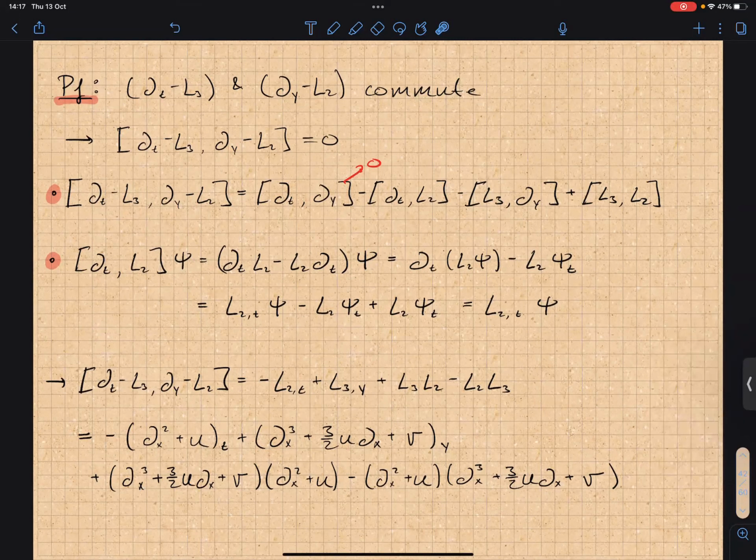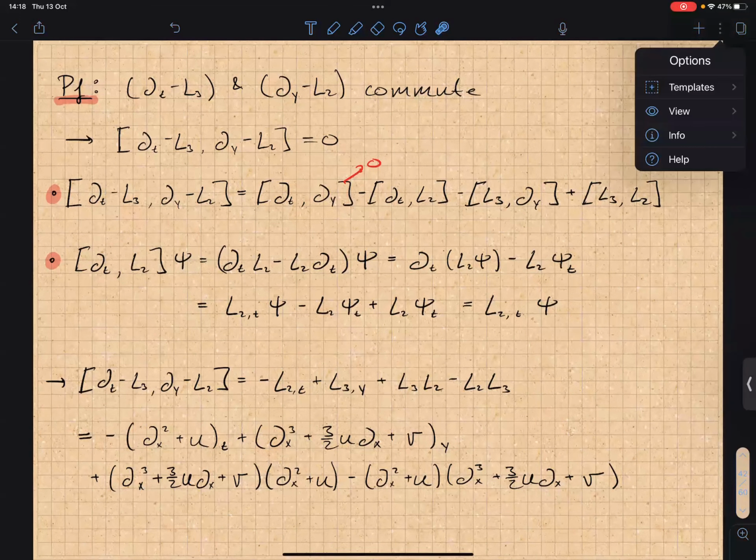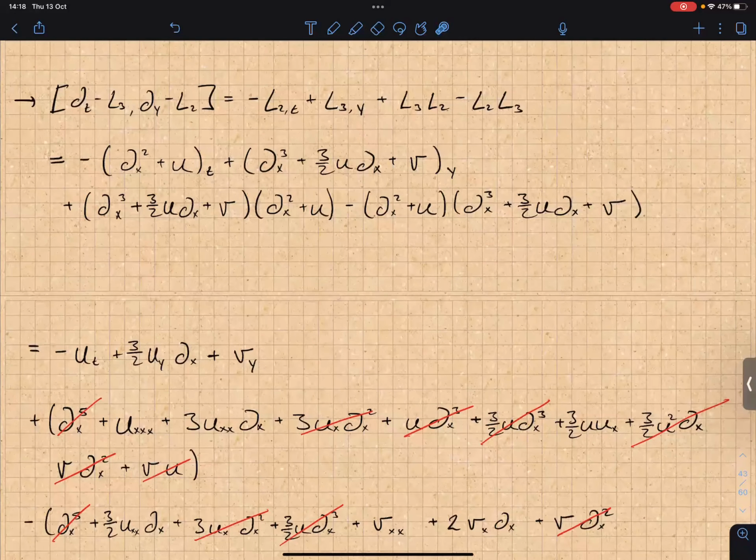So that gave me this commutator, and similarly, this commutator is going to be L3 partial derivative with respect to y, and then the commutator of this is this term. So this is what we want to compute, and I'm just going to briefly go through the computations. So this is L2, and I'm taking the partial derivative, L3 partial derivative, and then I have L3 and L2, and then L2 and L3.